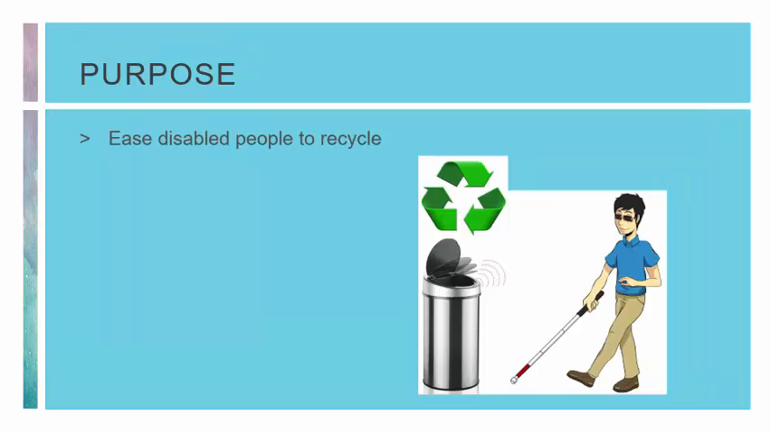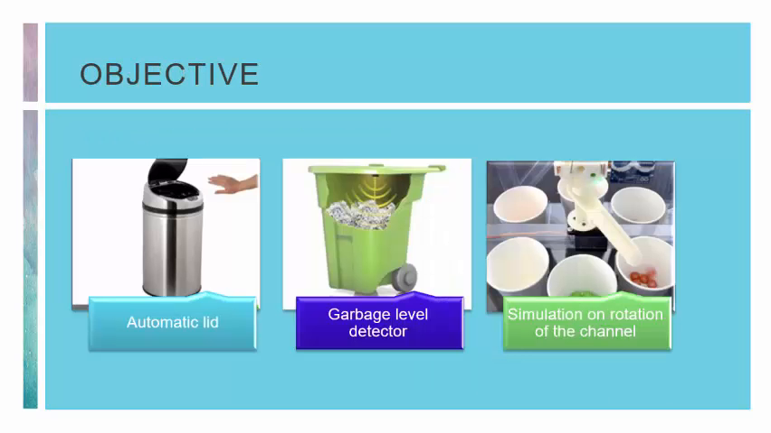The purpose of this project is to prevent the overflowing trash problem and to make it easy for disabled people to dispose waste. The objective of our project is to create a smart dustbin that can simultaneously open the lid and rotate to the specific channel when the button is pushed. Second, to detect the level of trash inside the dustbin. And to create a simulation of the rotation of the tunnel of the dustbin.